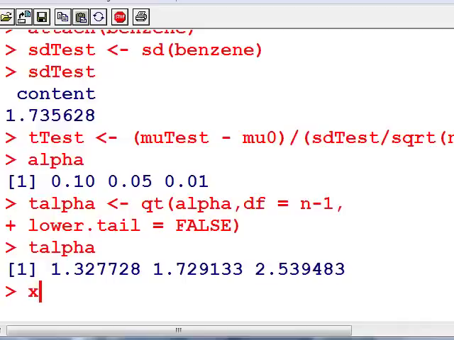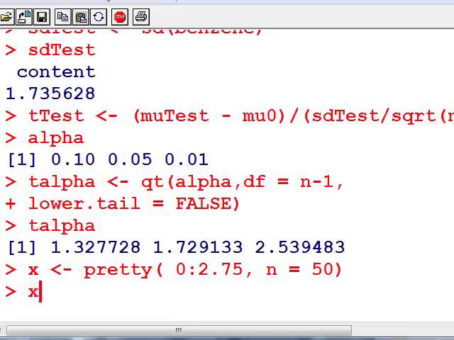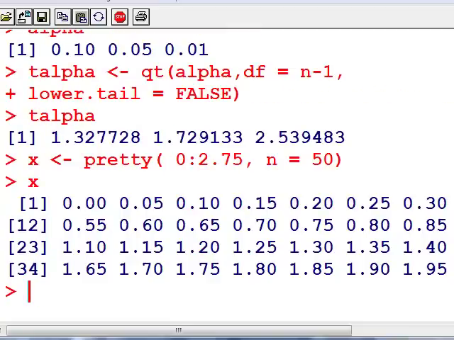Now I'm setting up my x-axis using pretty, and we'll start at 0, it's fine, and we're going to go out 2.5, so we'll go out to 2.75, whoops, it's a colon here, so that's the smallest value on the x-axis of the graph, and we'll give it 50 points. Let's see what we got. Alright, that looks like it's about right. 2.75, yeah, that's probably worked out okay.